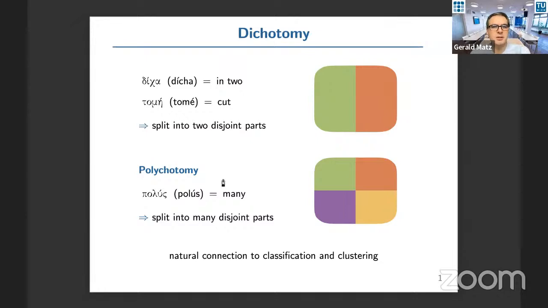I'm going to prefer multiple dichotomies because actually the split into many parts that we were interested in is kind of a joint multiple partition in binary parts. And I hope at the end you will see how that works out. So just from these definitions, there is already a connection to classification and clustering that pops up, and indeed I'm going to talk about this also towards the end.